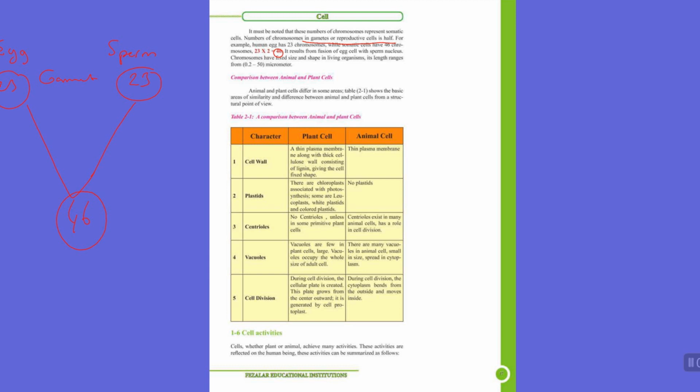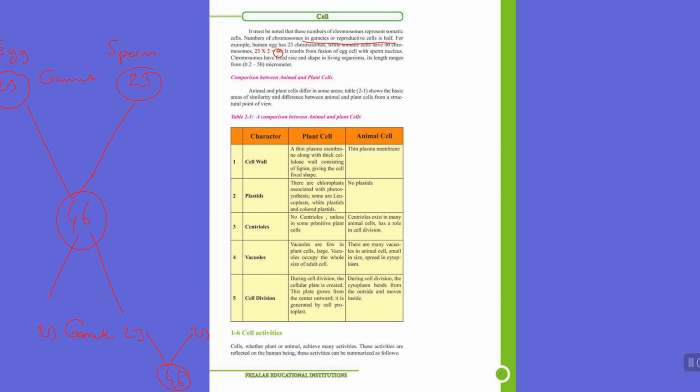But the new cells again divide to form gametes with 23 and 23. And this 23 fuses with another 23 again to produce the 46 chromosome number. In that way, life continues.